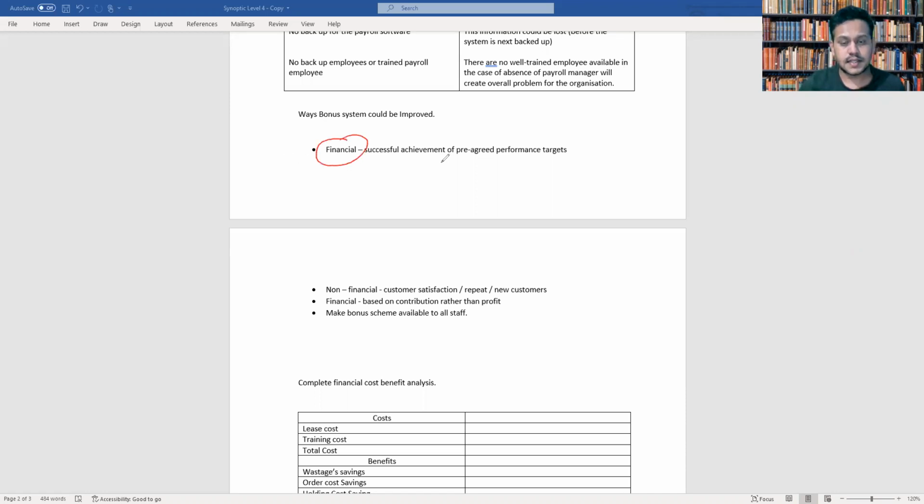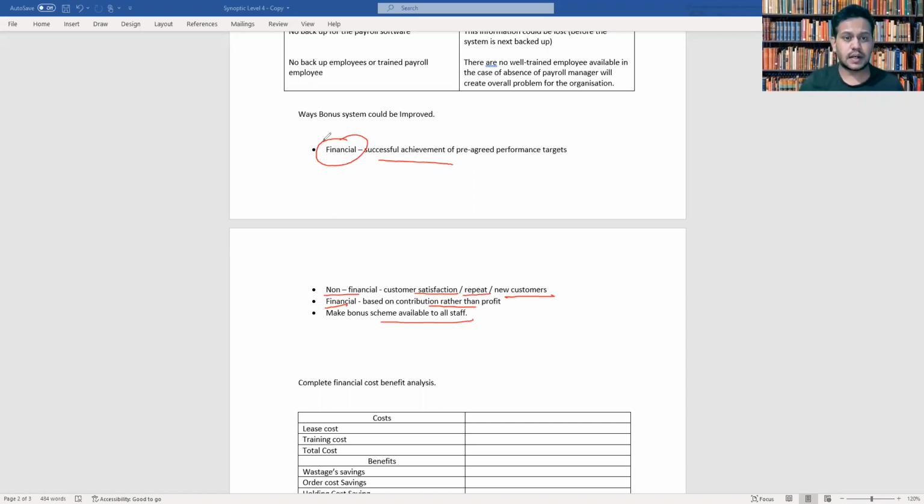so successful achievement. If they can fulfill the target, you give the bonus. Non-financial, you can say customer satisfaction, repeat new customers. Financial, based on the contribution rather than profit, and make a bonus scheme for everyone. So these are the 4 you can write.